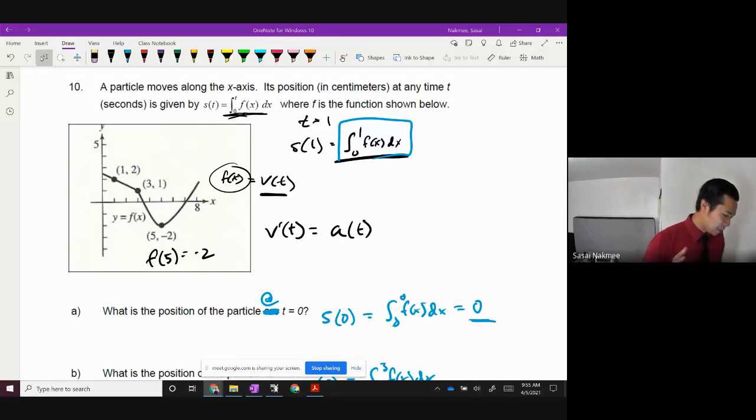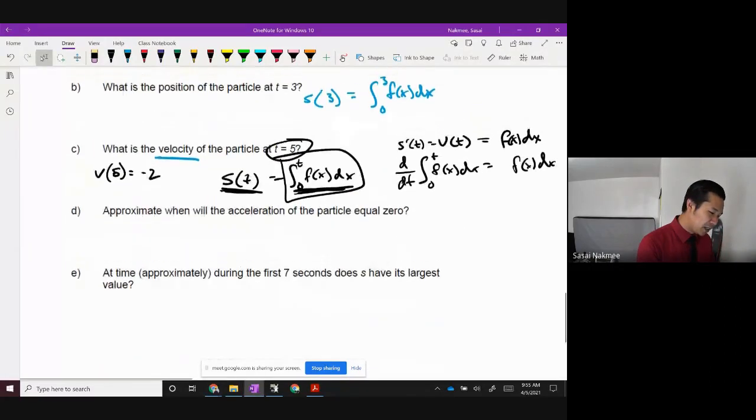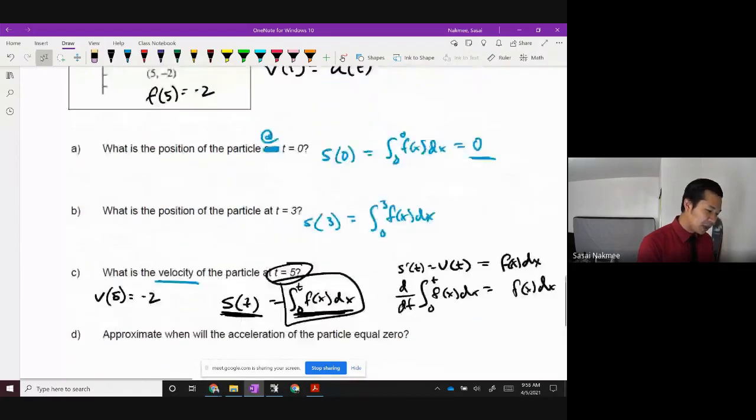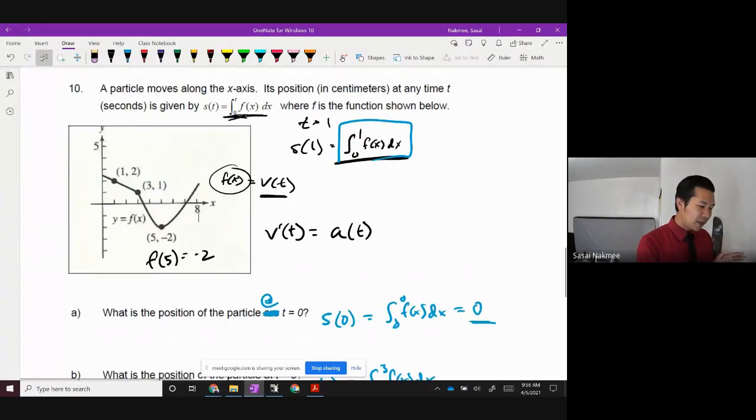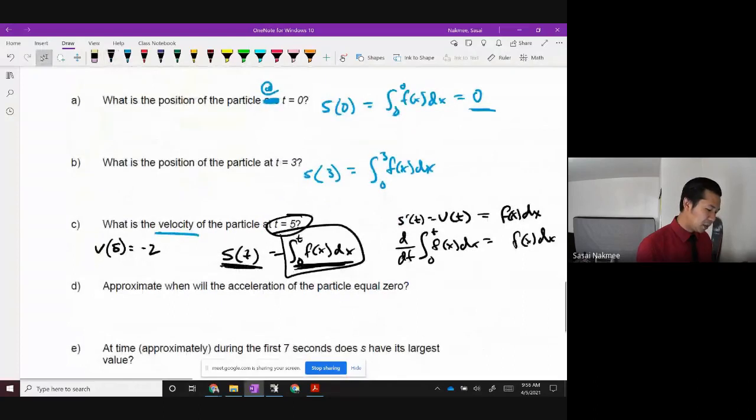All right. So for 10D, for this question right here, where it says approximately when will the acceleration of the particle equal 0, you need to ask yourself, what is the relationship between the acceleration and this graph? If the position function is given by the integral of this f of x, that means the derivative of that would be f of x, which is the velocity of the function. And that's how we answered the question for part C.